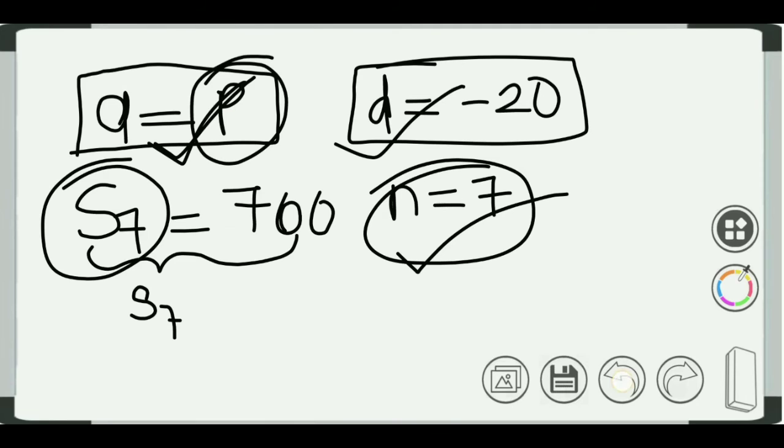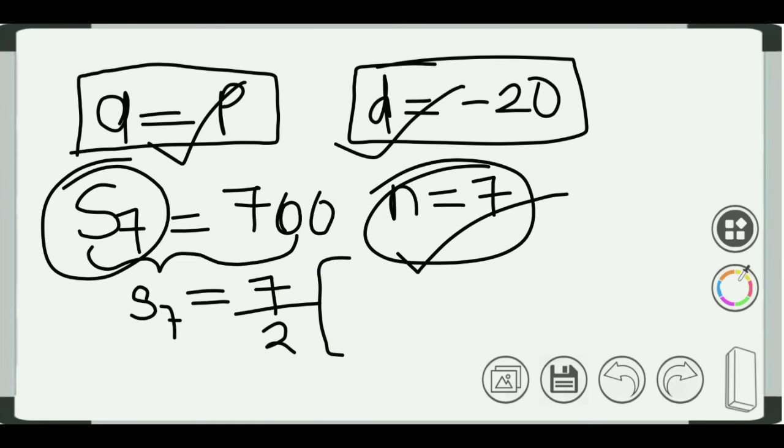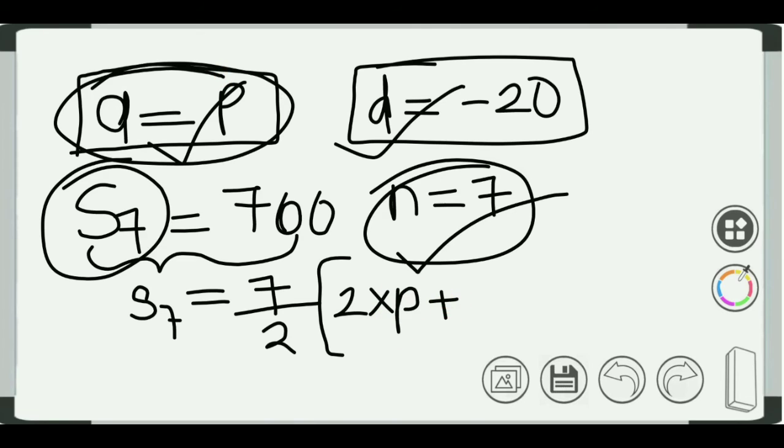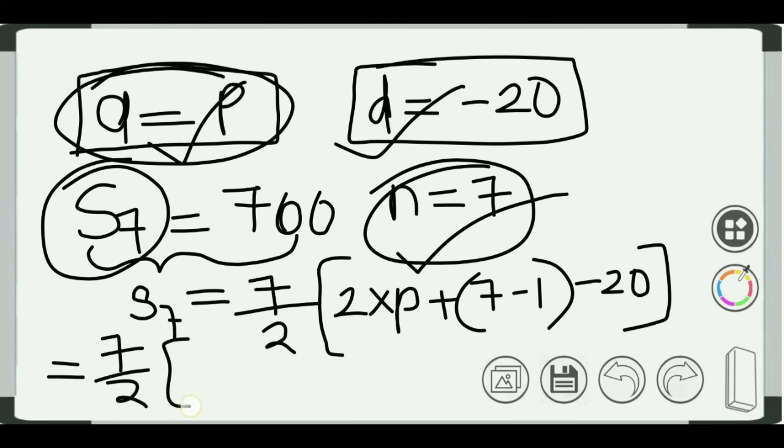See, what is the formula of Sn? Sn is equal to n by 2 into 2a plus n minus 1 into d. So you can substitute in that formula. S7 is equal to 7 by 2, I am taking n as 7, 7 by 2 into 2 into a, what we have taken as a? P. 2 into P plus n minus 1, that is 7 minus 1, into d, which is minus 20. So you can write this as 7 by 2 into 2P plus 7 minus 1, that is 6, 6 into minus 20 is minus 120.